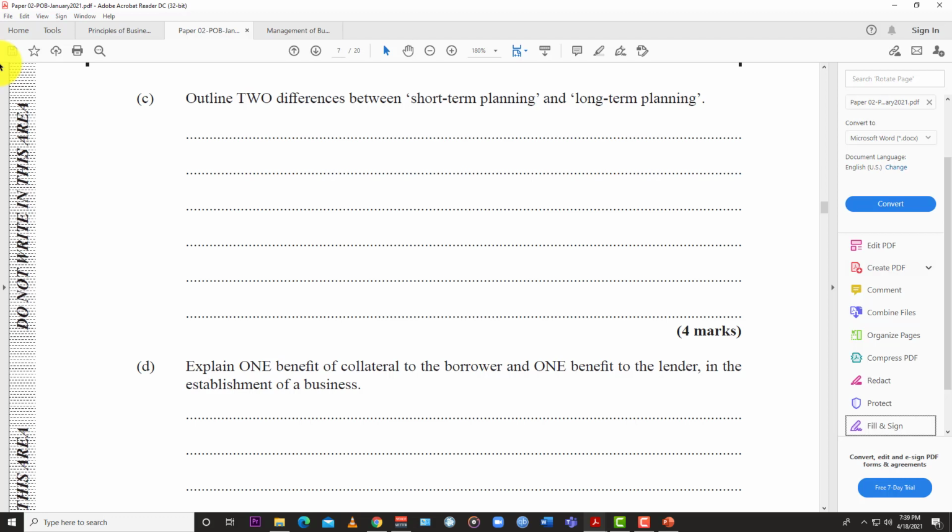Things like, they want to increase their profit by 10%. They want to make 10% more profit in the first quarter. Or they want to reach 10,000 units in the first quarter. Something like that. So that's one difference, the time frame.